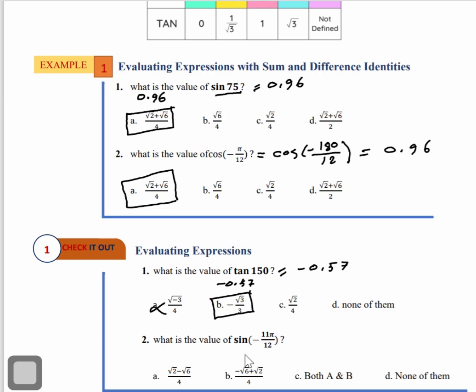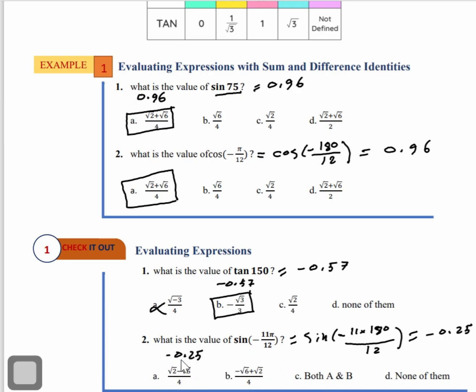Here for sine negative 11 pi over 12, we are going to do it by a calculator. How? We have sine negative 11 multiplied by 180. We are going to calculate pi as 180, so over 12. Do it by a calculator, it immediately equals negative 0.25. So if we calculate this one, that one also equals negative 0.25.